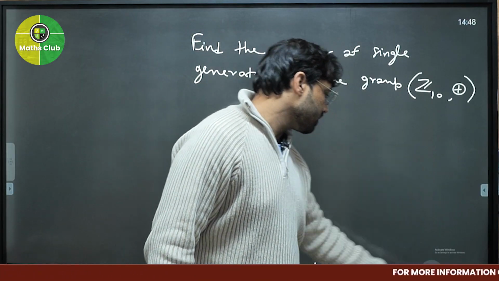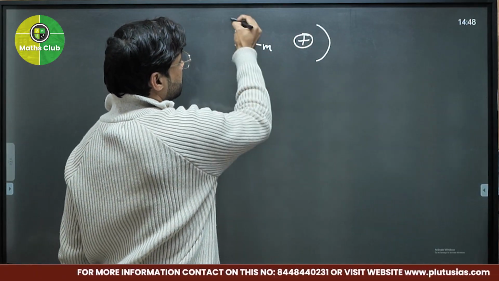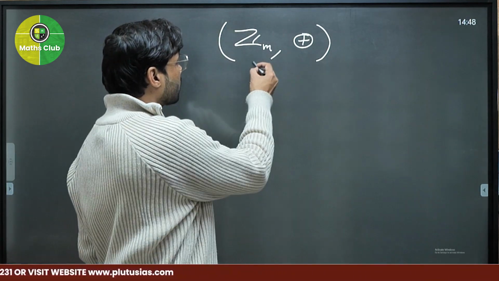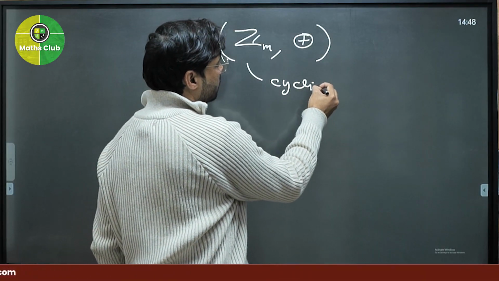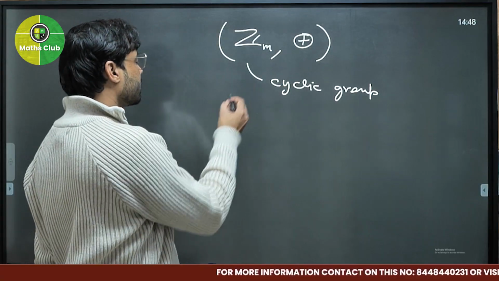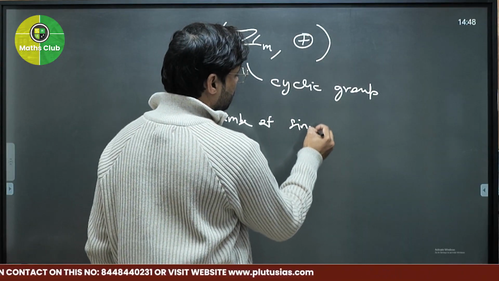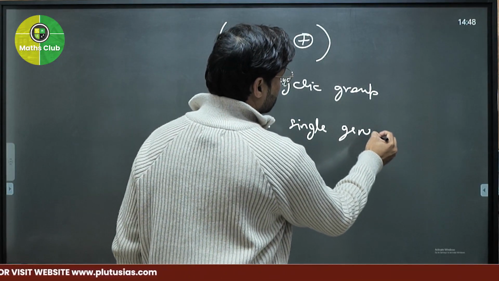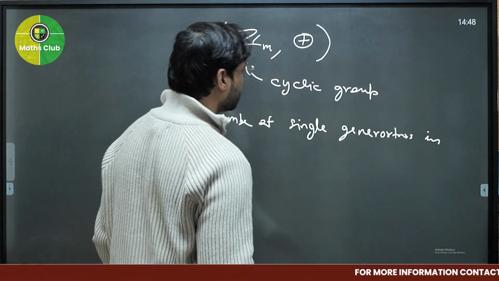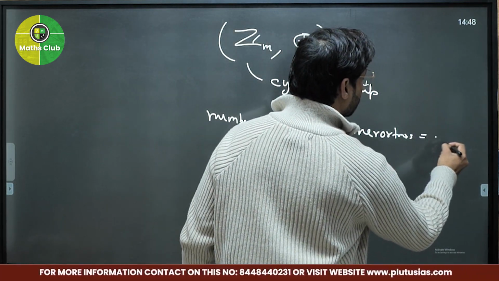So in general, Zm is a cyclic group with respect to addition of residue classes. We know that this is a group with respect to addition of residue classes, and this is a finite cyclic group, and the number of generators in the cyclic group is phi m. That is the result. The number of single generators here is simply phi m.